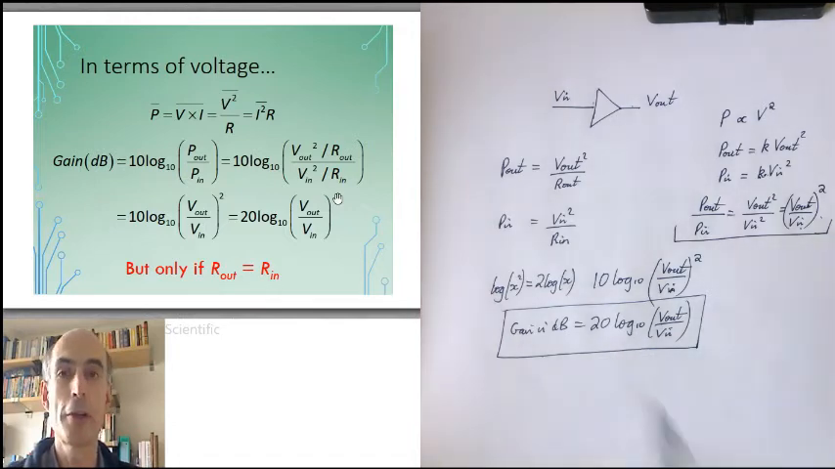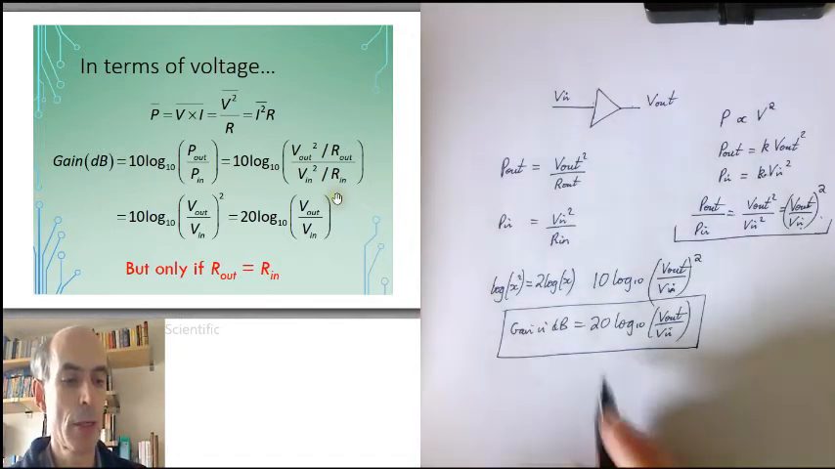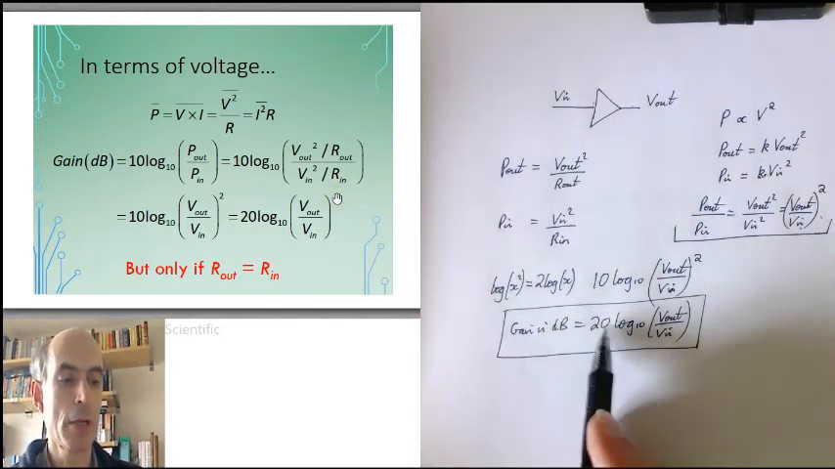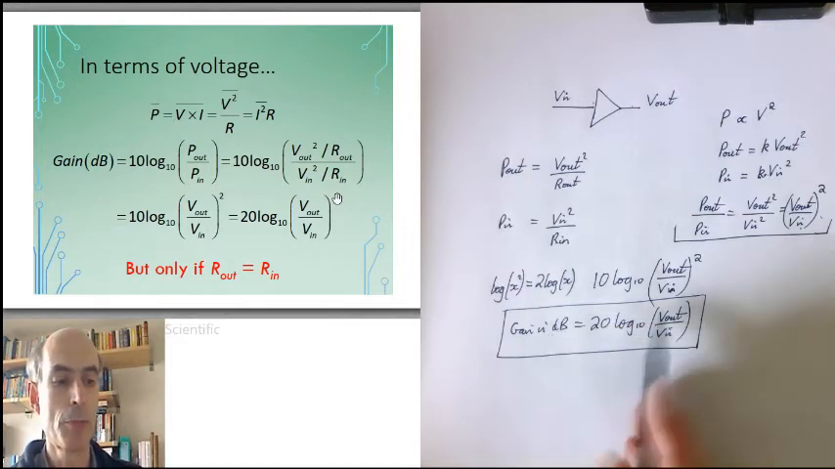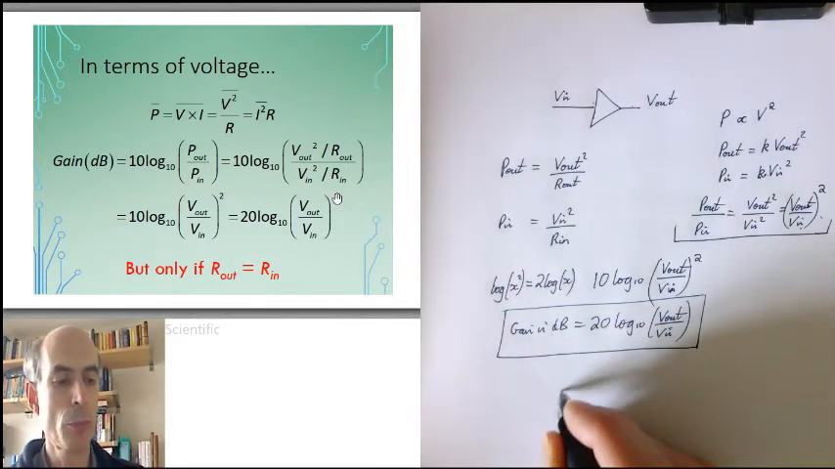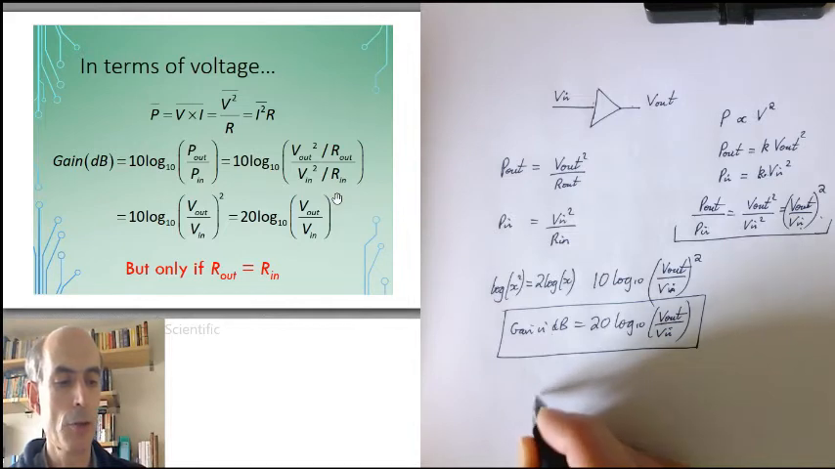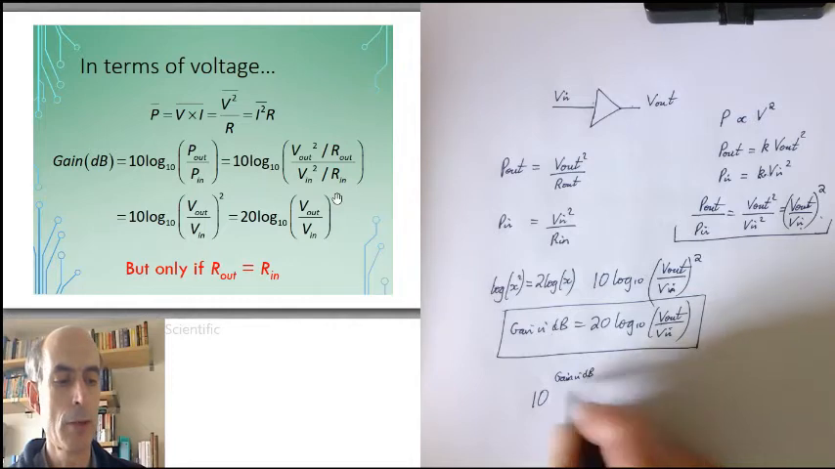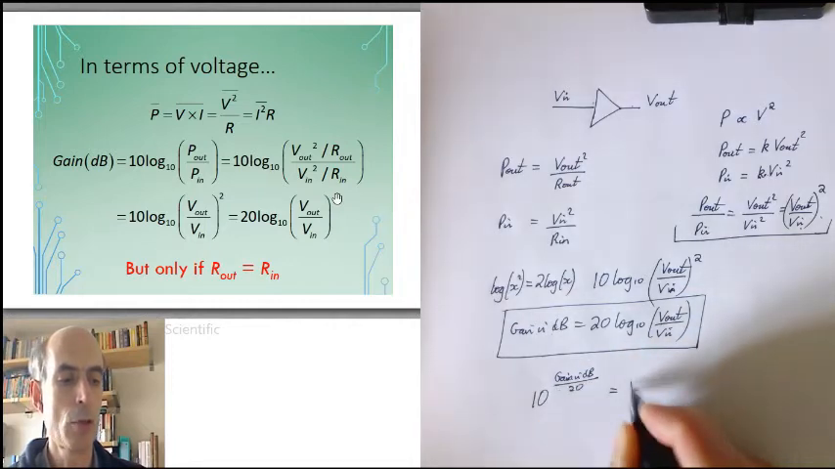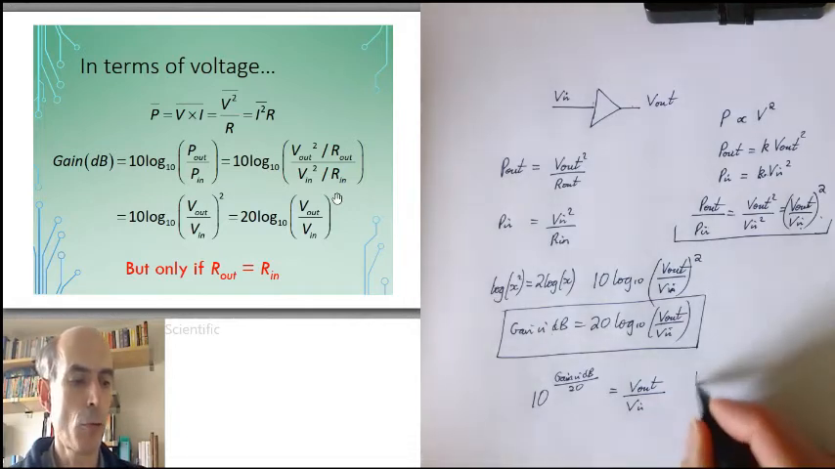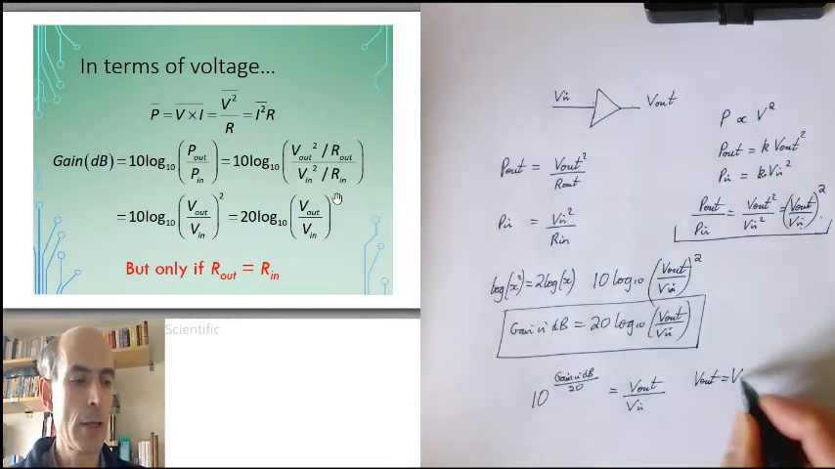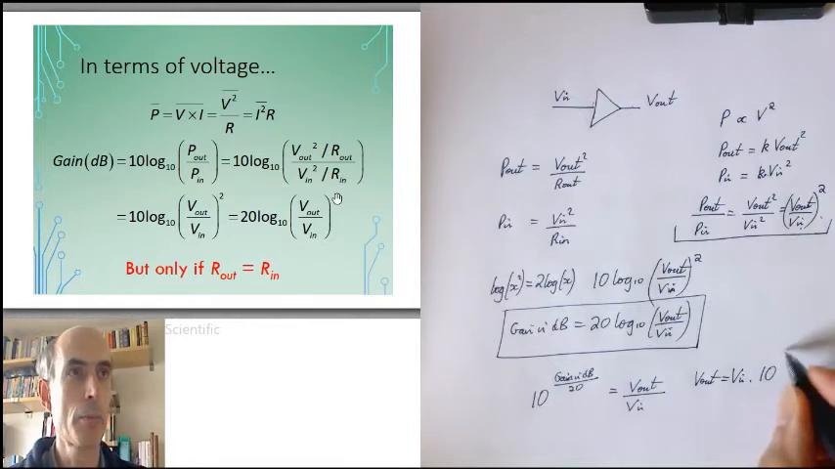The inverse formula is useful to know as well. If I just take both sides of this equation, divide by 20, and then raise them to the power of 10, I end up with 10 to the power of the gain in dB divided by 20 equals V out over V in. And therefore, V out is V in times 10 to the power of the gain in dB divided by 20.